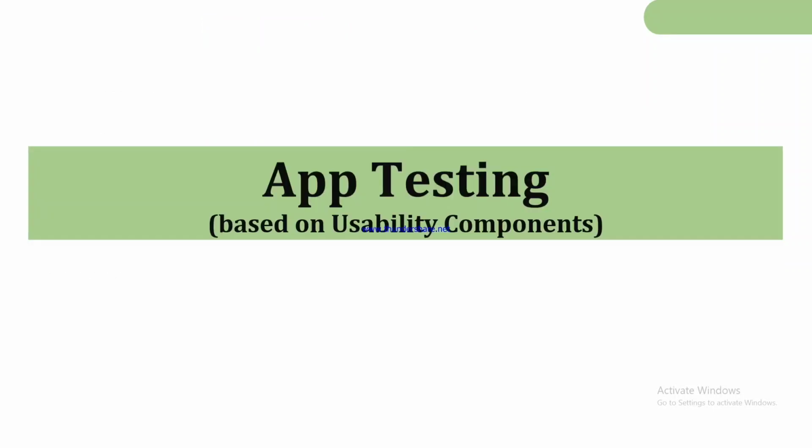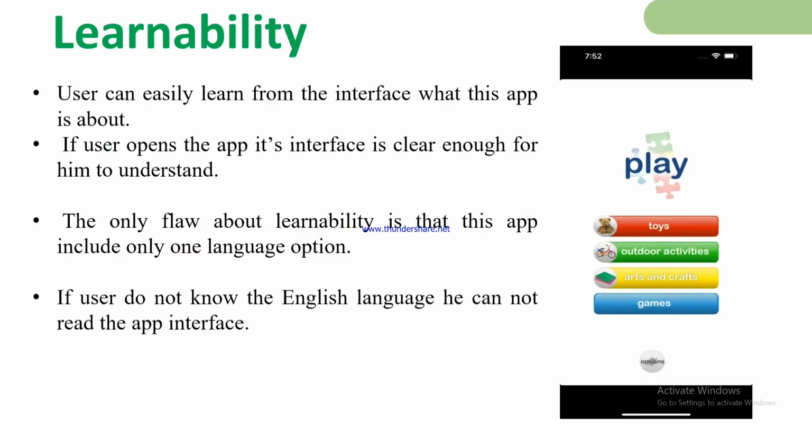It has been proven that children with autism respond best to photos as compared to illustrations, and are often visual learners. Next, I will talk about the app testing, which was based on usability components. First of all, there is learnability. I have pasted each and every screenshot with every option. I am going to talk about learnability first.